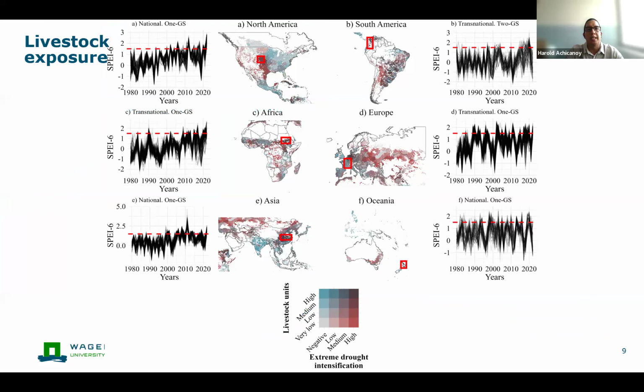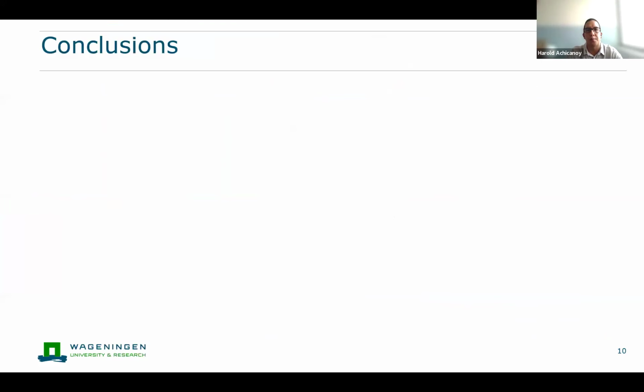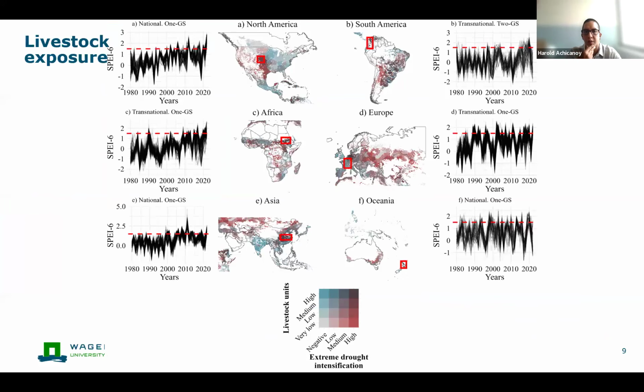We developed the same metric for the livestock exposure. It's a combination of those two dimensions, the intensification of extreme droughts, and also the number of livestock units. So here, this is a more productivity approach, for those livestock areas. And basically, we highlighted which are the potential areas that transnational collaboration should be focused on to face extreme droughts over those regions.